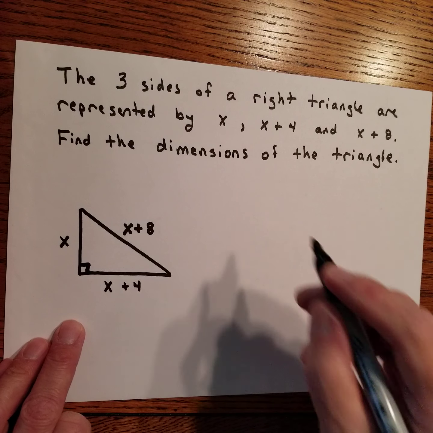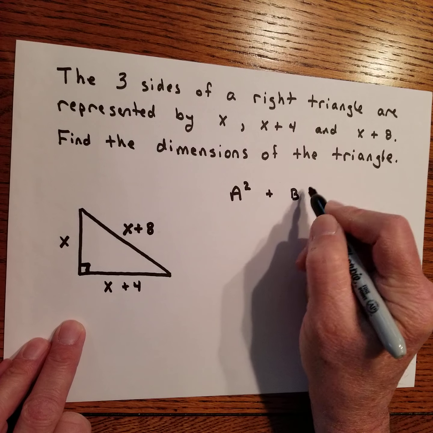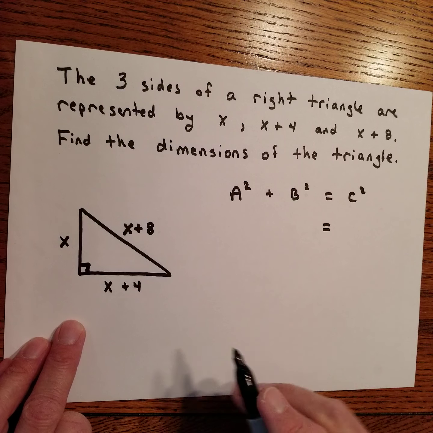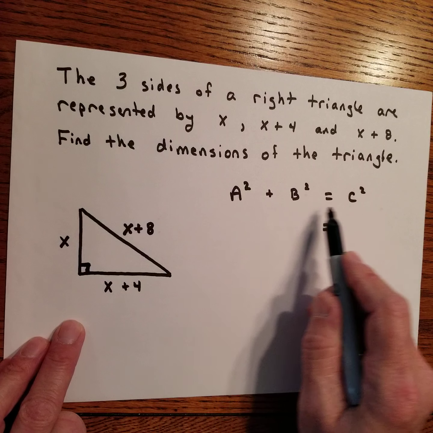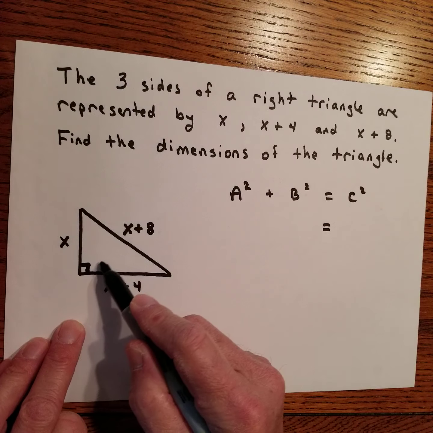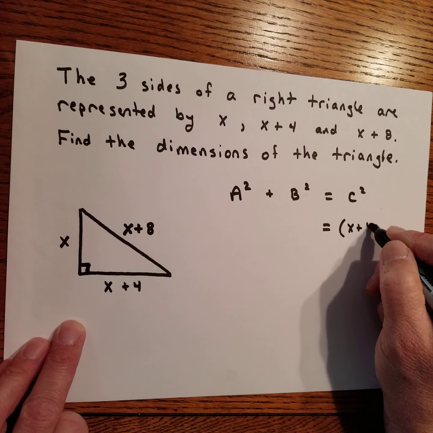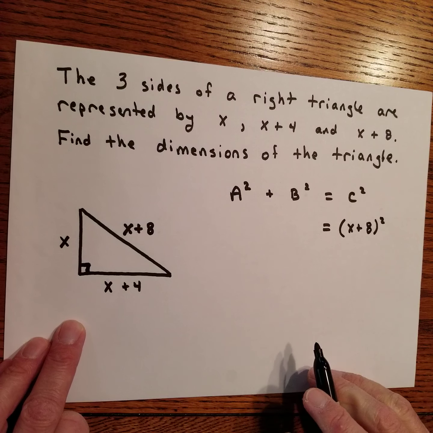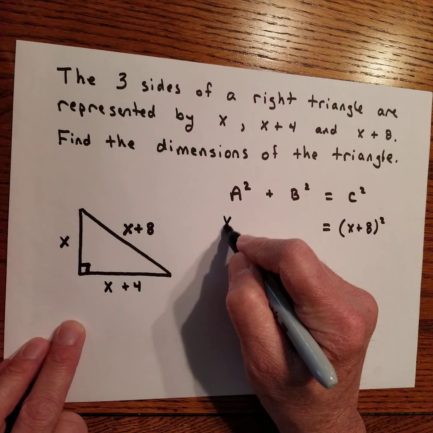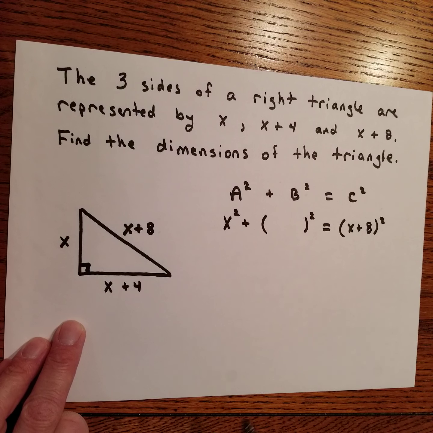Now, if I have a right triangle, I know that I can apply the Pythagorean theorem. A squared plus b squared equals c squared. Let's plug these three sides into that formula. Make sure that the longest side, the hypotenuse, in this case x plus 8, must be c. The other two sides, the x and the x plus 4, put those in any order you like. I'll put the x first and the x plus 4 last.